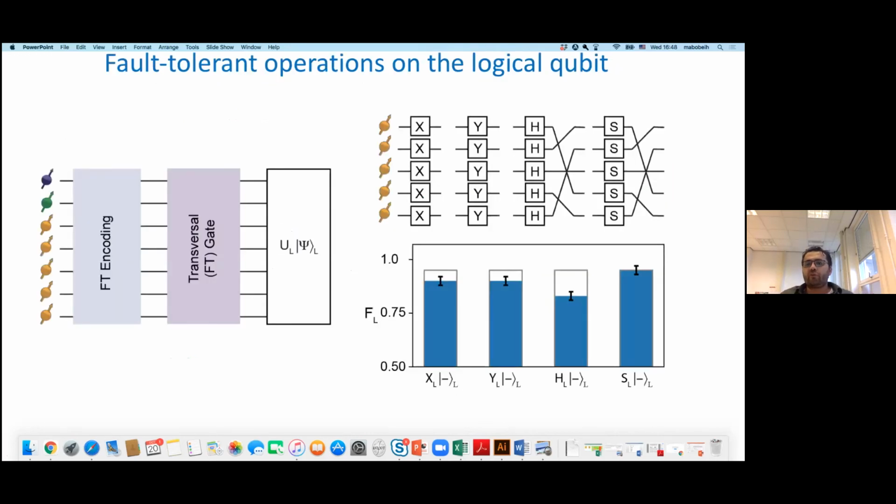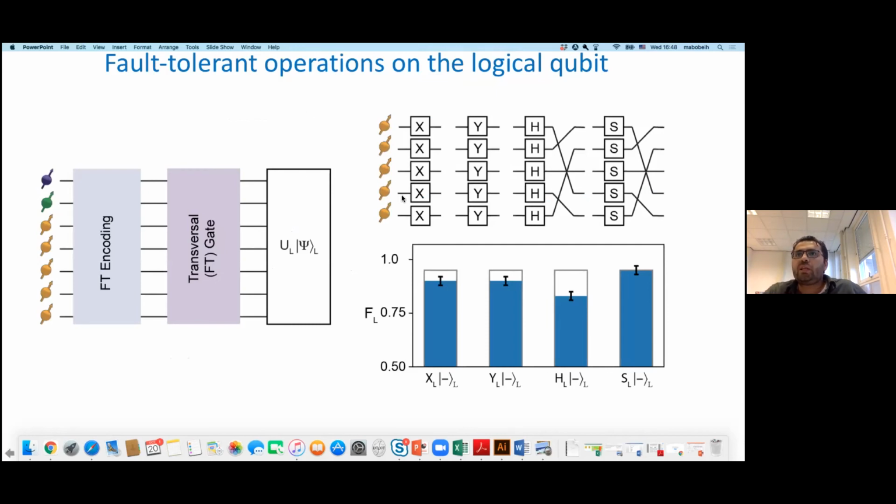So after fault-tolerant encoding, we then demonstrate fault-tolerant manipulations of the logical states by applying transversal logical gates. We demonstrate a complete set of single qubit Clifford gates that can basically prepare all the 6 eigenstates of the logical Pauli operators: logical 0, 1, plus, minus, plus i, and minus i.